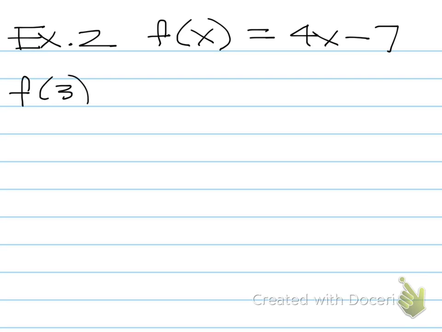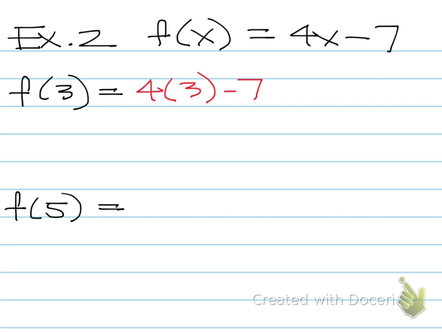Next example, it's given that the function f of x is equal to 4x minus 7. So we want to find out what f of 3 is. What is the output whenever the input is 3? So if we replace the x with 3, we get 4 times 3 minus 7. 4 times 3 is 12. 12 minus 7 is 5. So f of 3 is 5.